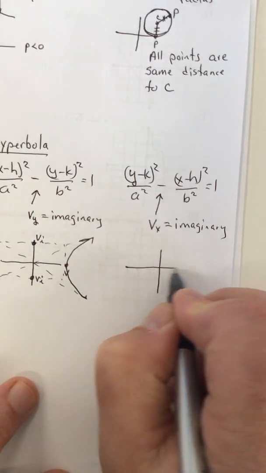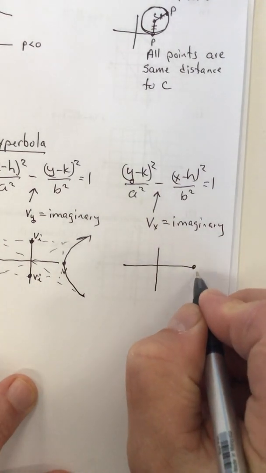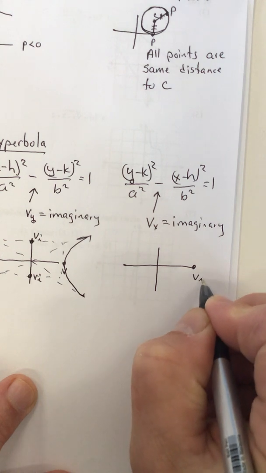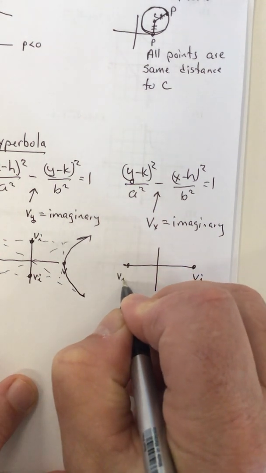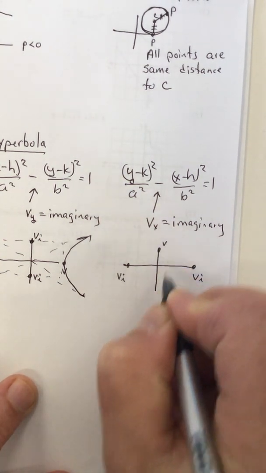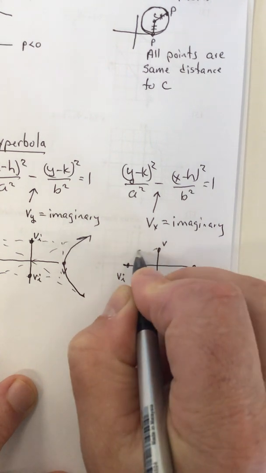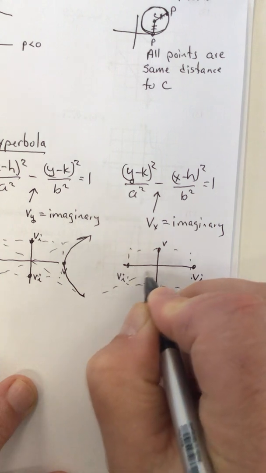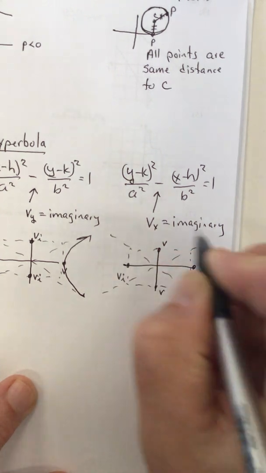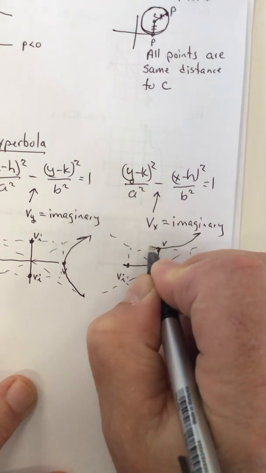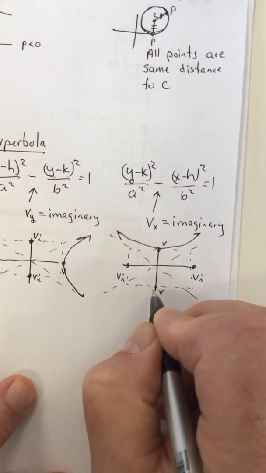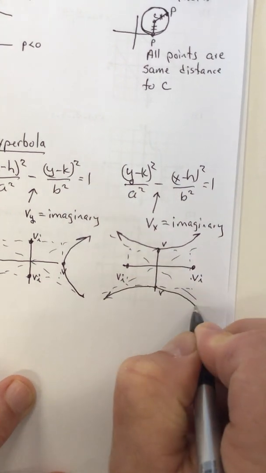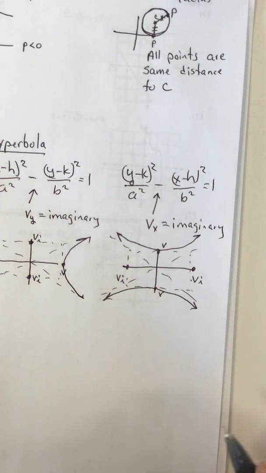This one, if the x's are imaginary, okay, that's saying that this is the imaginary one and this is the imaginary one. And it makes this one real and this one real. So when we draw the box, it goes this way. It touches the real vertex, not the imaginary vertex.